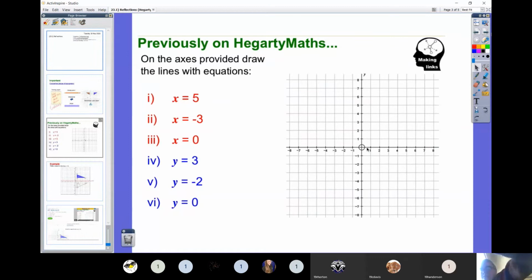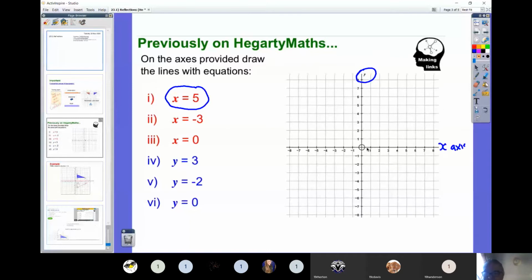Here we go. So we need to be able to practice drawing these lines here as our mirror lines. So let's just take the first one with x equaling 5. So we need to draw in the line where x equals 5. Now you've got to be ever so careful. You can see that's called the y-axis. This is called the x-axis.